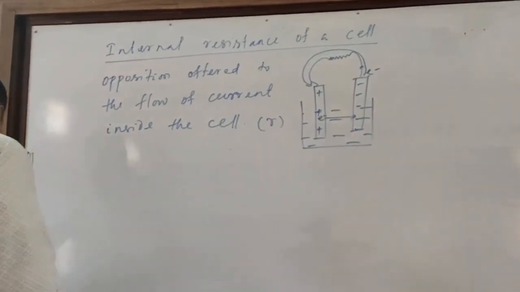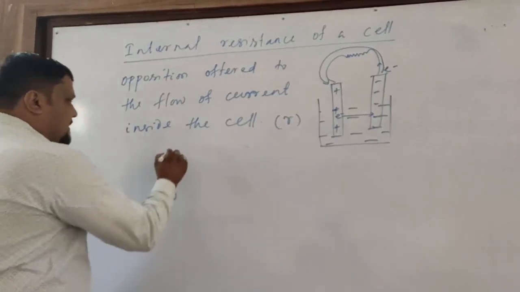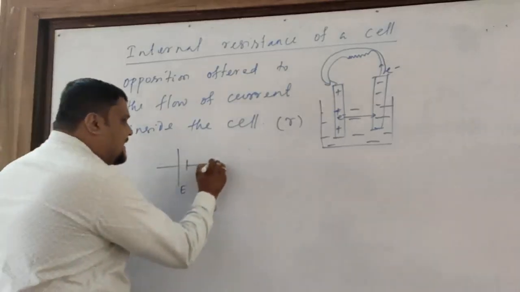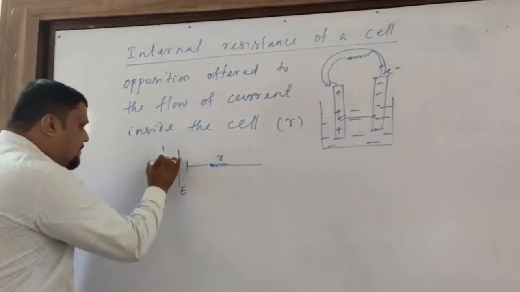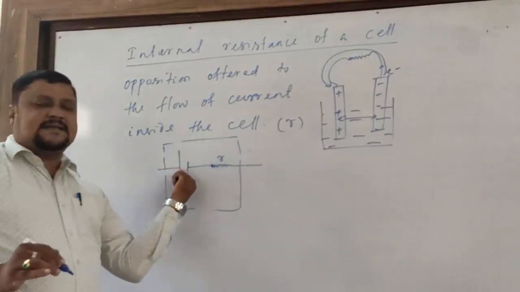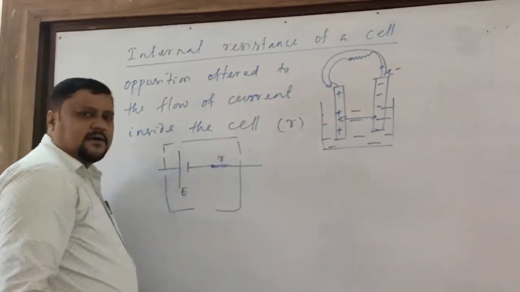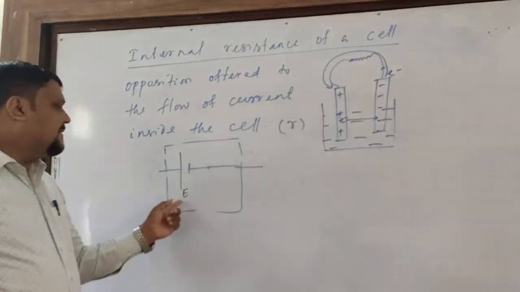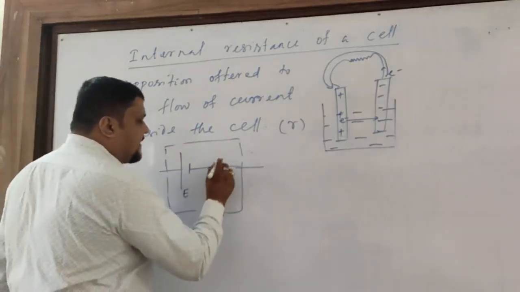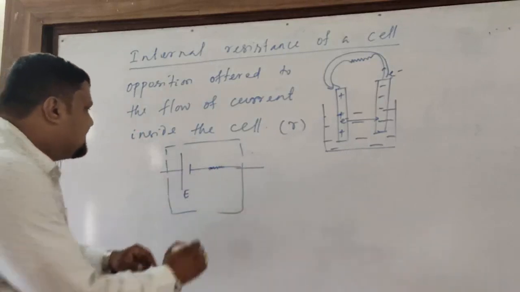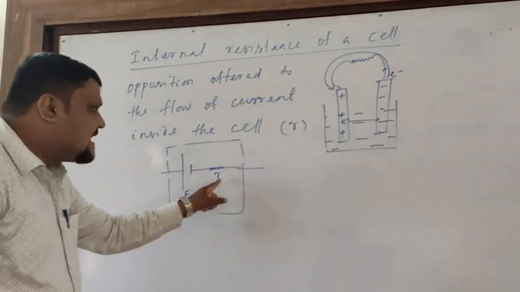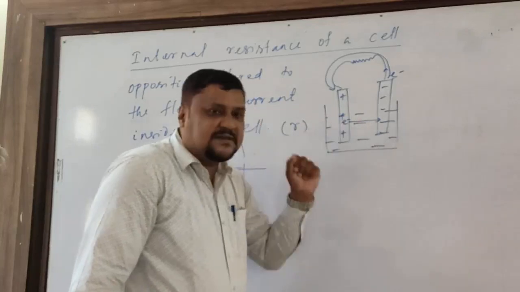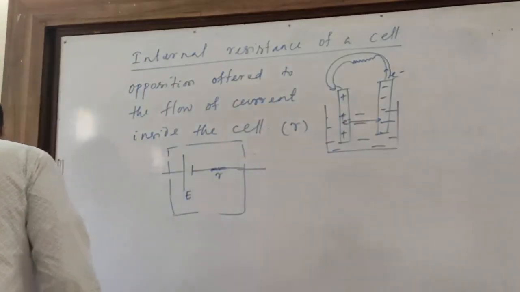When we represent it in a picture, this is the cell, there is some EMF, and there is the internal resistance. This combination, this total, is a cell. The r is inside the cell, but you can draw it like that, or in a circuit like this. You can simply write a cell with EMF E, but with internal resistance, you can draw the circuit like this. That is the cell with the internal resistance small r. The electron that moves from the positive electrode to the negative electrode gets some opposition, and that opposition leads to the internal resistance of the cell.